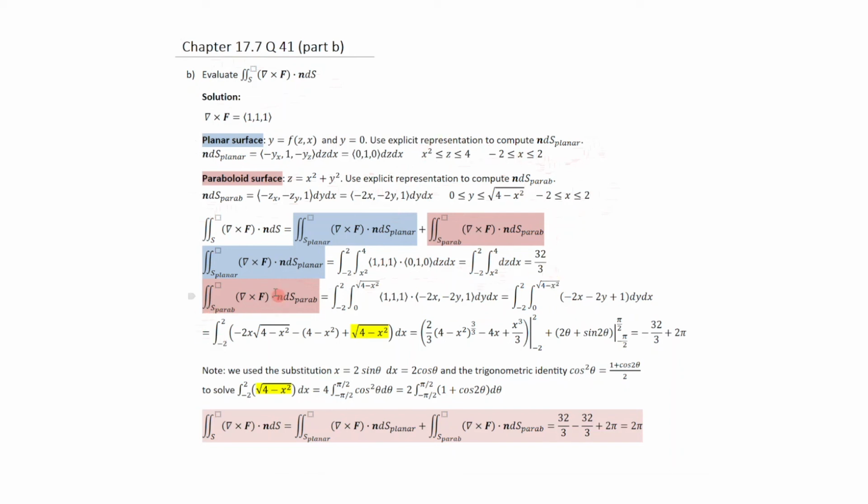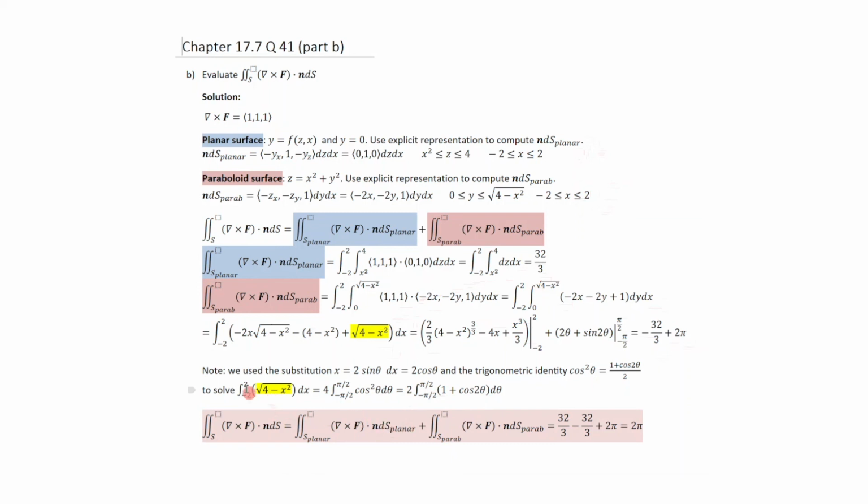For the parabola, we have the bounds here. They come from here. You have the curl of the vector, which is the same one, and this represents the differential surface area vector, which comes from here. If you do this integral, you'll end up with an answer of minus 32 over 3 plus 2 pi, and for the other one, it was 32 over 3.